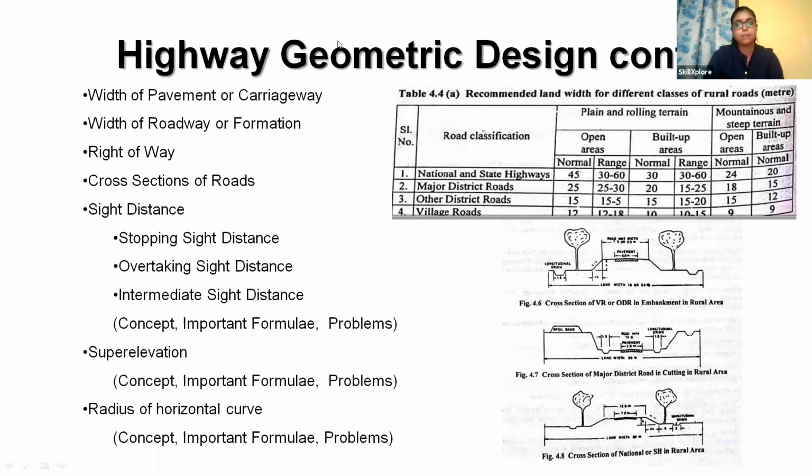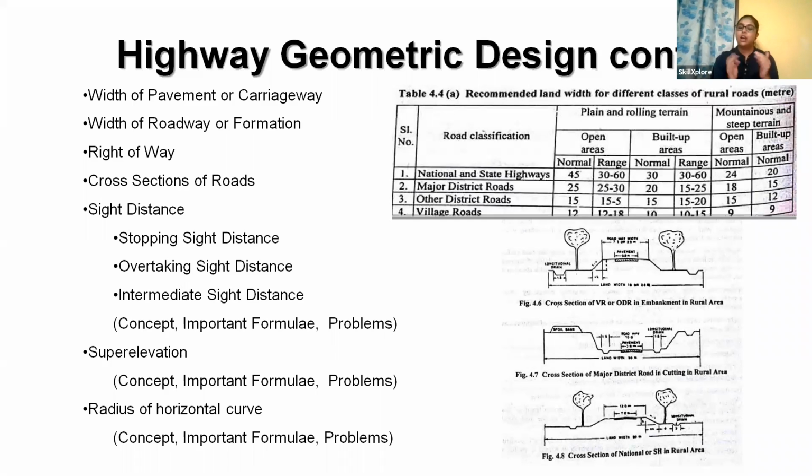And next important point is sight distance. In this area, repeated questions are normally asked. That is, the major three sight distances are stopping sight distance, overtaking sight distance, and intermediate sight distance. Stopping sight distance. First we will see what is sight distance itself. Sight distance means if you are traveling in a pavement, how much distance is visible in front of you, or for safely stopping the vehicle. That is known as stopping distance.